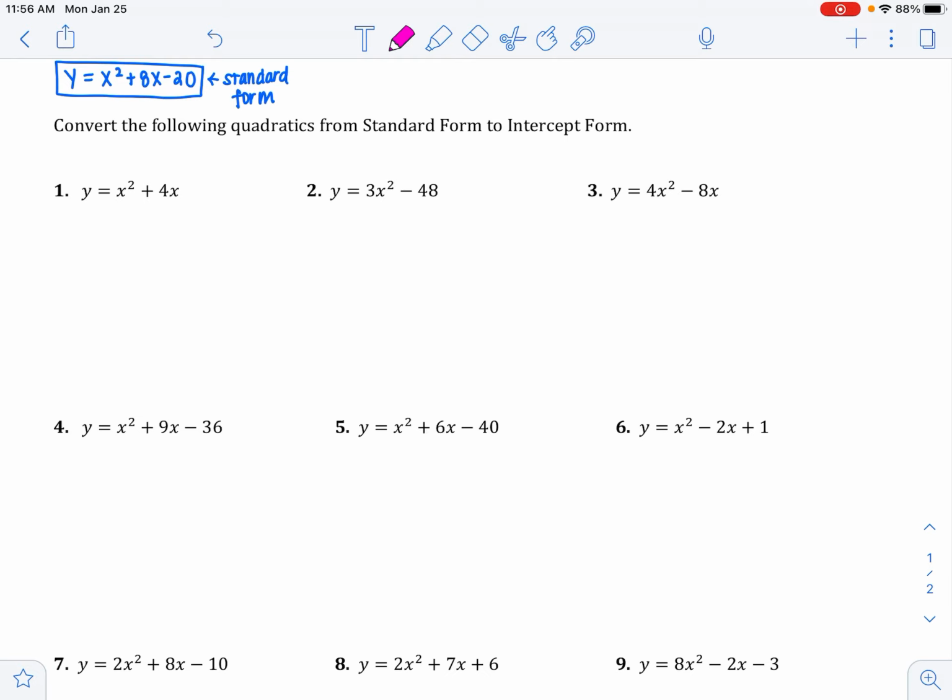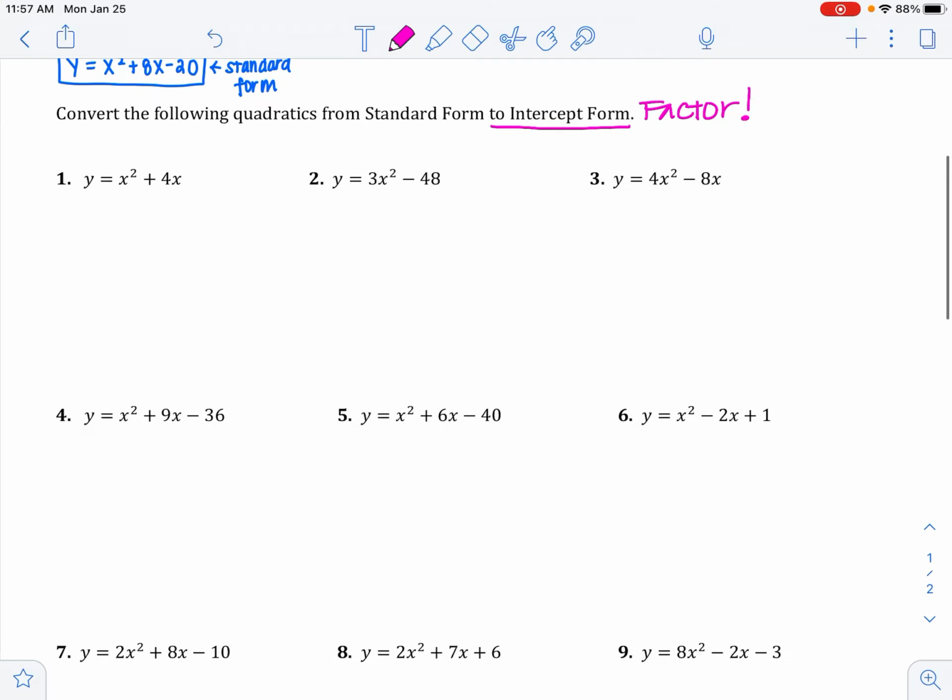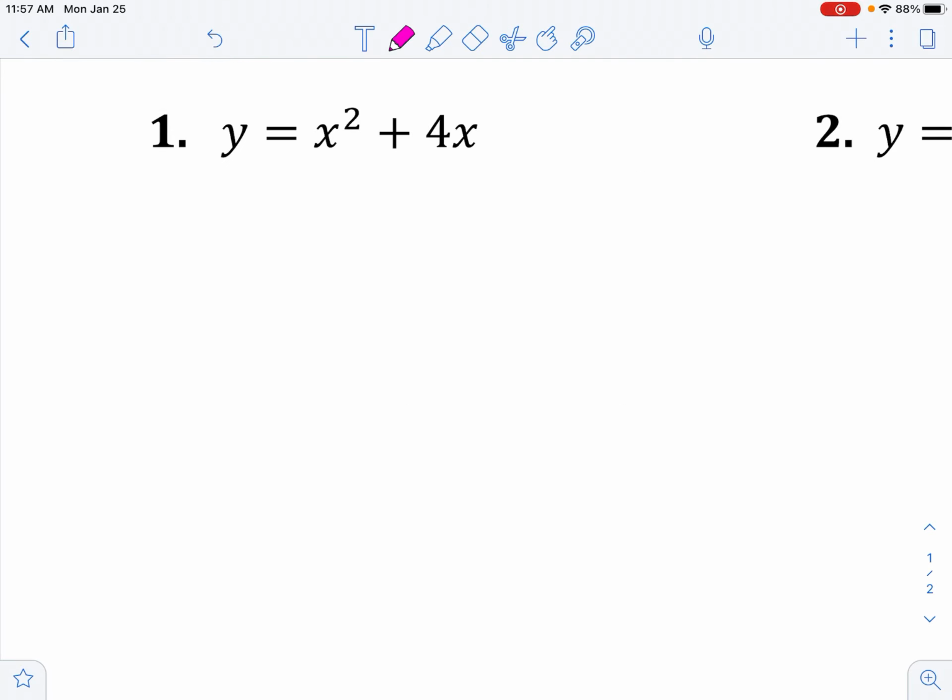Okay, so the rest of these say convert the following quadratics from standard to intercept form. So you want it in intercept form, meaning you want to factor. Okay? All right, so here's our first one. Remember, the first thing you always look for is a GCF. There is a GCF here of x, so I can factor out the x. There's an x that this and this have in common, okay? So I'm going to factor that out.